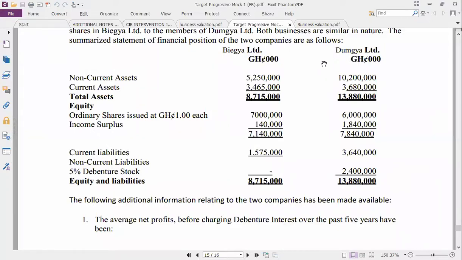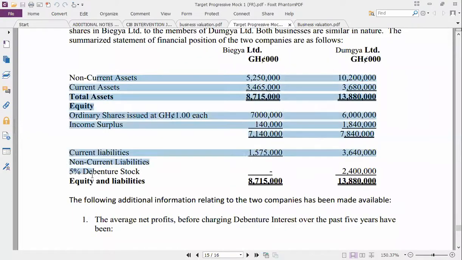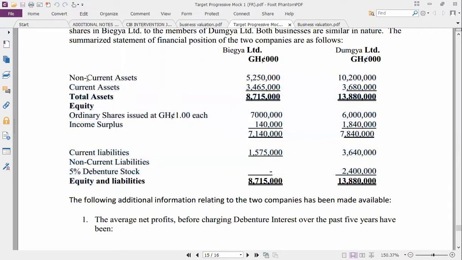That is it. So here, all you have to do is start this process again. Don't change the format. All this process, you start it again. Just copy the format. When they move, you move. When they stop, you stop. You start: statement of financial position, Bieja Limited, after the acquisition of Dumja, full stop, that's the heading. You go to non-current assets.